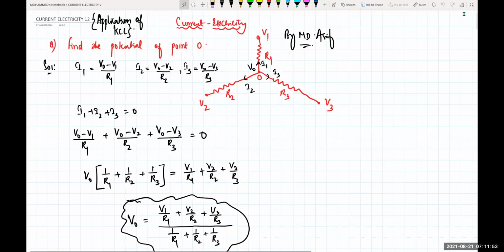Sure. Let us go through the next one: applications of Kirchhoff's second law, that is the current law, as well as the voltage law. Clear?